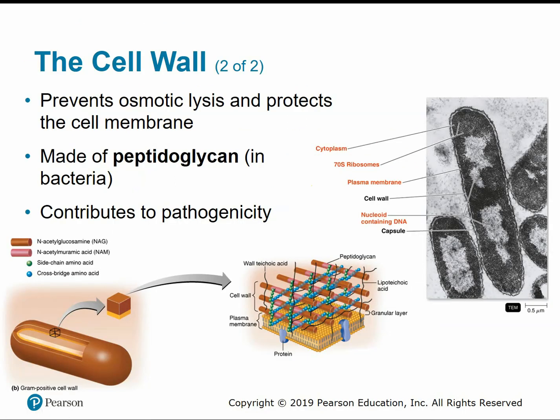Just like in eukaryotes, the cell wall in prokaryotes is going to add an extra layer of protection for the overall cell and prevent osmotic lysis while protecting the cell membrane. The distinguishing feature of the bacterial cell wall, as distinguished from plant cells, is that it is made of peptidoglycan. Plant cell walls, eukaryotic cell walls, are made out of polysaccharides like cellulose. So the hallmark characteristic of bacteria is peptidoglycan in their cell walls. This also contributes to the pathogenicity of certain bacteria. The structure of the cell wall can determine how we treat certain infections.